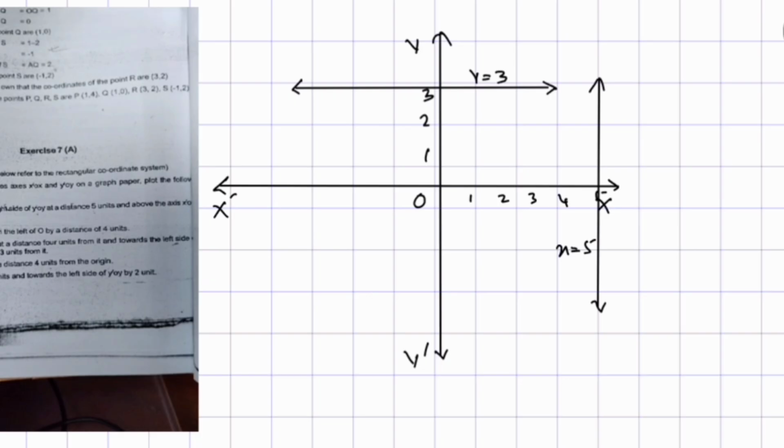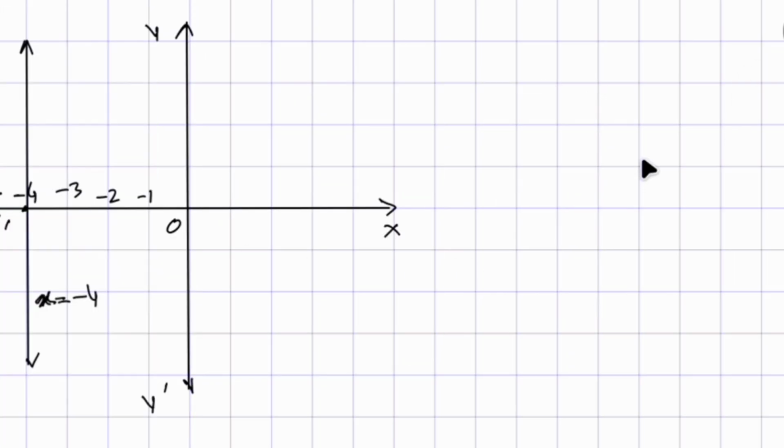I take question number 5. Below x dash o x by 3 units and towards the left of y dash o y by 2 units. This one is below x dash o x, here. And towards the left, the left means here, y dash o y by 2 units. Okay, here also we can construct it.